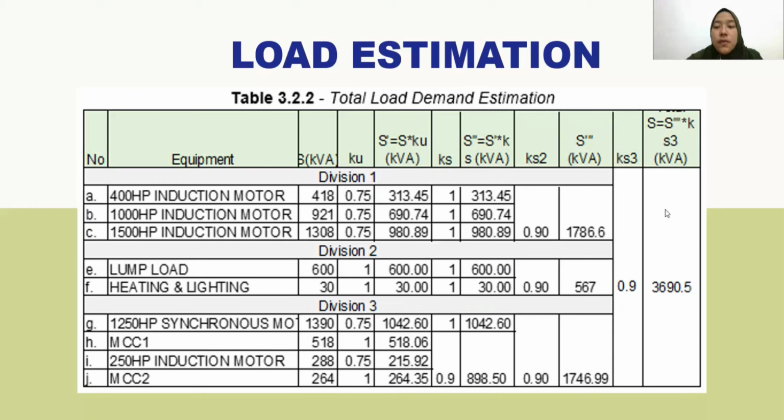Now, after we calculate all of this apparent power, we need to total it up. For the total apparent power, we sum up all the values of apparent power in level 3, then multiply by the diversity factor, which is 0.9. Then we get the final value of 3660.5 kVA.